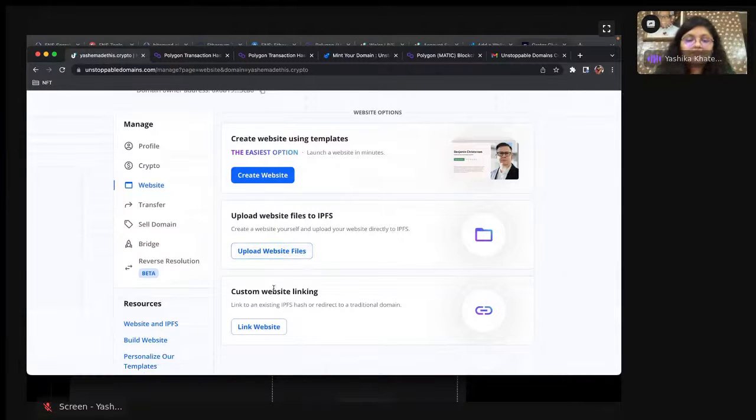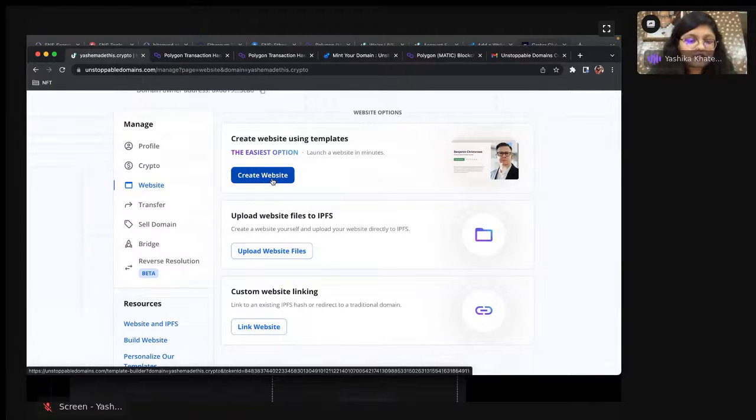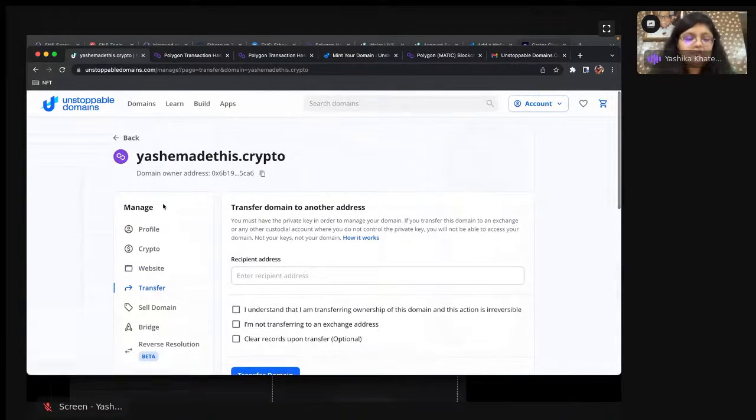I can do it here. If I have a website already made, and I want to link it to an existing website, I can do that. If I want to create a website, I can do that using the templates. Say, for example, tomorrow somebody else wanted this domain from me. They were ready to offer me, say, 10 Ether for it. I took the 10 Ether from them, and then I can just transfer this particular NFT to their address.